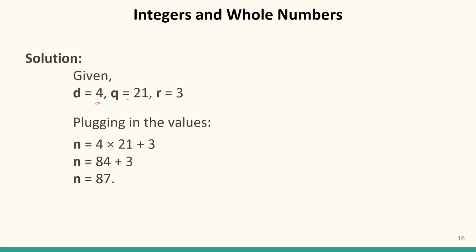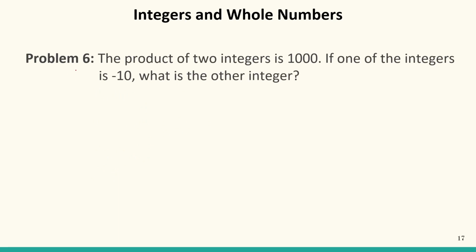So given that d is equal to 4, q is equal to 21, r is equal to 3. So n will be 4 into 21 plus 3. So this will be equal to 84 plus 3, which is equal to 87. So the correct answer will be 87. Let's go forward with problem number 6.